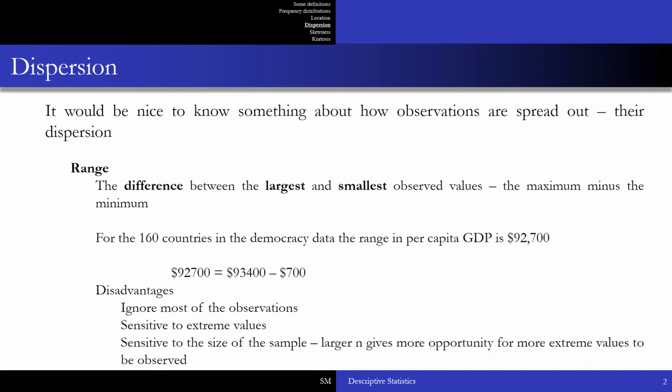There are some disadvantages of the range, and they're really quite obvious. Firstly, it ignores most of the observations, so we're only using a very limited amount of information. Secondly, it's sensitive to extreme values. Thirdly, it's sensitive to the size of the sample. The larger the sample size is, it gives us more opportunity for more extreme values to be observed.